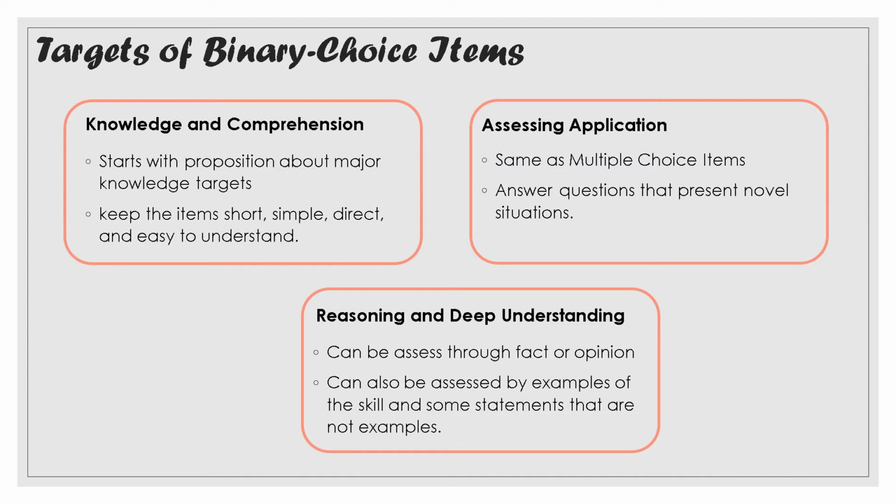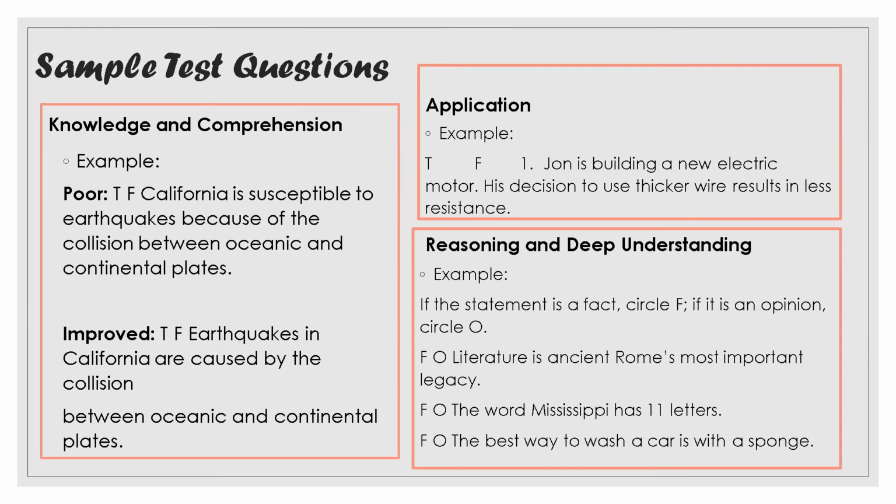In assessing application, students answer questions in novel situations. In reasoning and deep understanding, it can be assessed through facts and opinions. As we can see in the example, it was changed to more precise and clearly stated propositions. In application, it is a novel situation, and in reasoning and deep understanding, it was a fact and opinion response category.